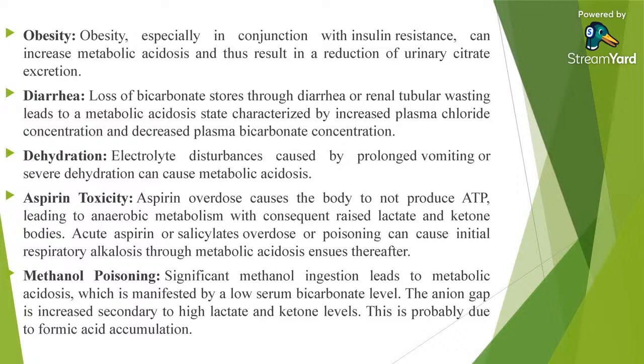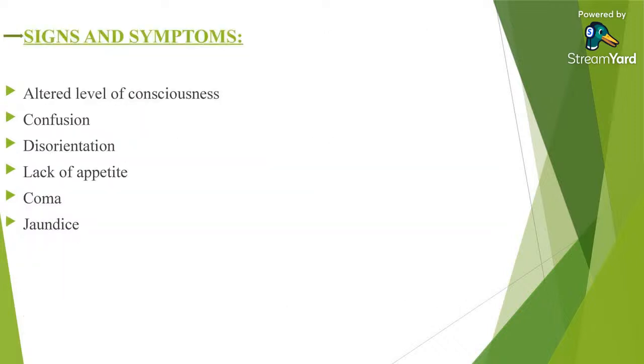Next one is your methanol poisoning. Significant methanol ingestion leads to metabolic acidosis, which is manifested by a low serum bicarbonate level. The anion gap is increased secondary to high lactate and ketone levels. This is probably due to formic acid accumulation. Signs and symptoms: altered level of consciousness, confusion, disorientation, lack of appetite, coma, and jaundice.